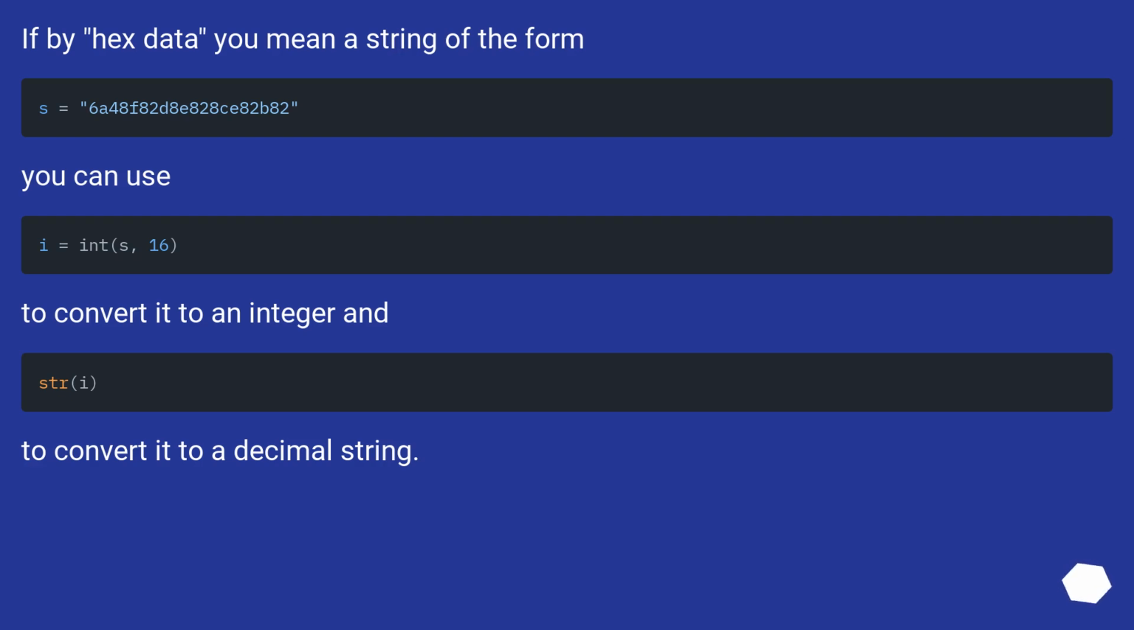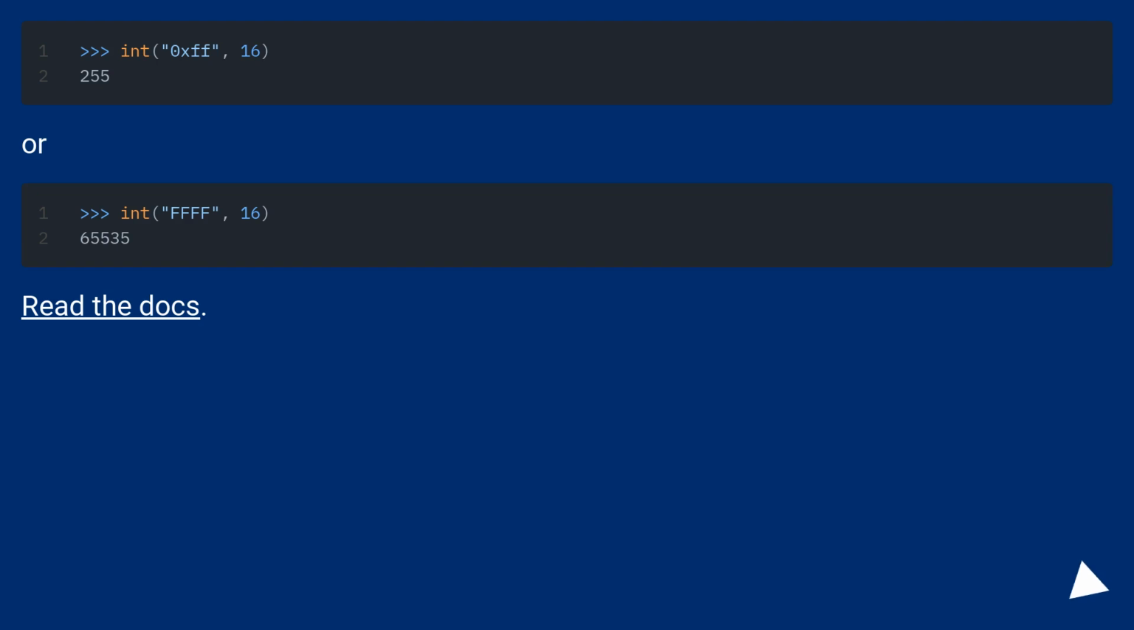If by hex data you mean a string of the form, you can use to convert it to an integer and to convert it to a decimal string. Or read the docs.